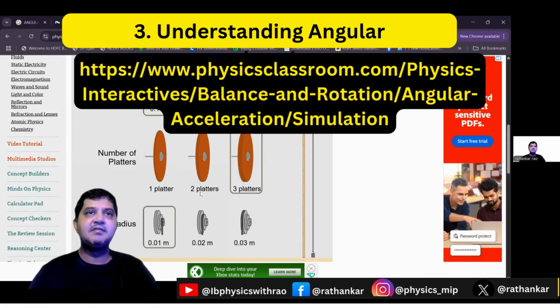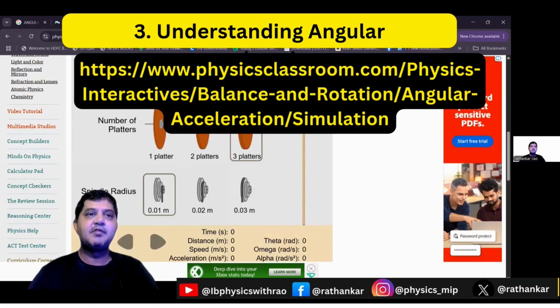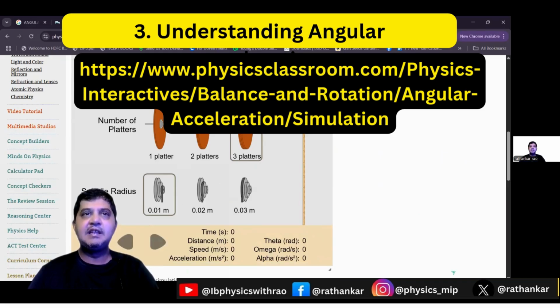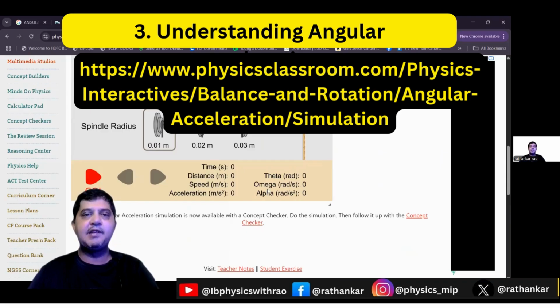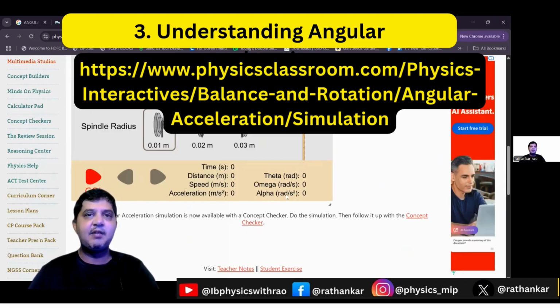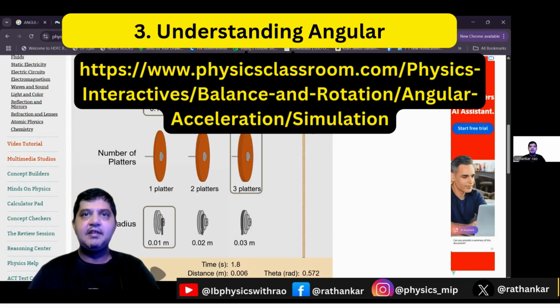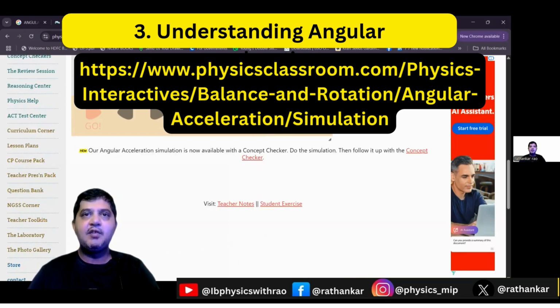If I play this, but first let me reset this. Now I have set all these values, and I can find out the value of theta and the value of omega. Omega is angular velocity, alpha is nothing but angular acceleration. Let me click on this. Now notice what's happening over here. The object is seen to be falling down, right? It's slowly falling down. It has to rotate through 3 turns of it, and as a result it falls down.